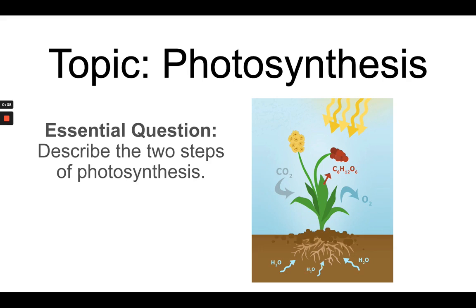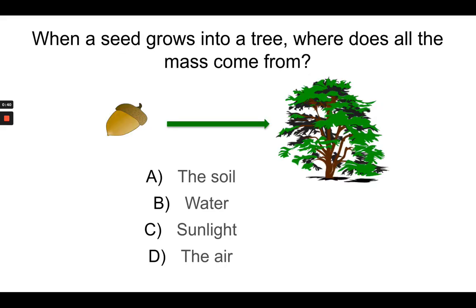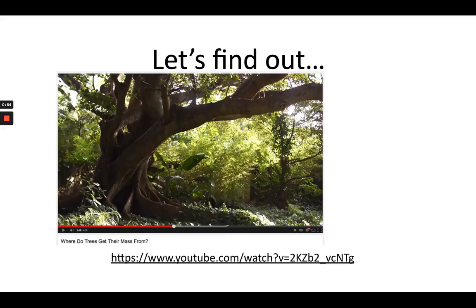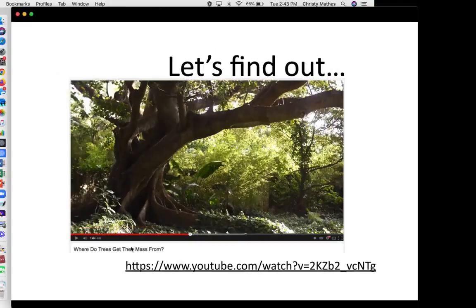Remember that the ultimate goal of photosynthesis is to create sugars that are the direct or indirect energy source for all living things. But before we really get into the process of photosynthesis, I want to ask you a question. When a seed grows into a tree, where does all the mass come from? Does it come from the soil, the water, the sunlight, the air? What do you think? What we're going to do first is watch this video and see if we can figure out the answer to that question.